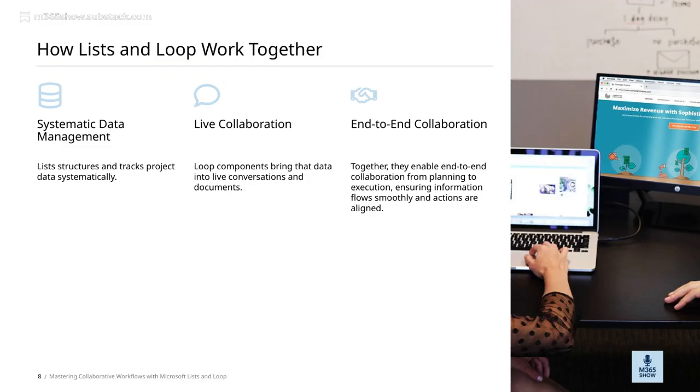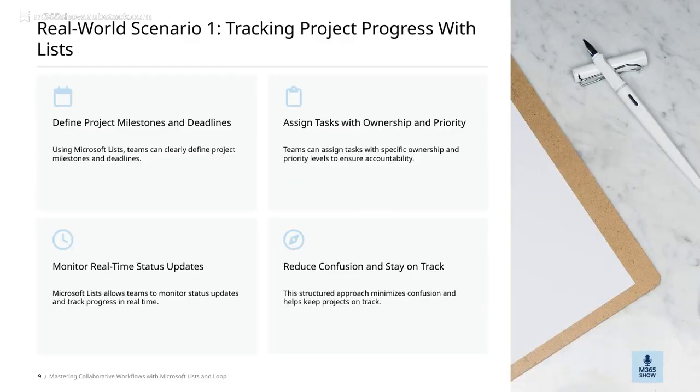On the other hand, lists help us structure and track project data systematically. Whether it's task statuses, deadlines, or resource allocations, lists organize everything so it's easy to manage and review. Together, these tools support a comprehensive approach, connecting planning, communication, and execution, making teamwork more efficient and transparent. This is a core part of how Microsoft Lists and Loop enhance collaborative workflows across the organization. Now, let's look at a real-world scenario where tracking project progress with lists really makes a difference.